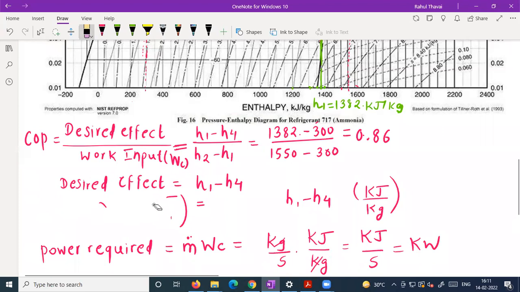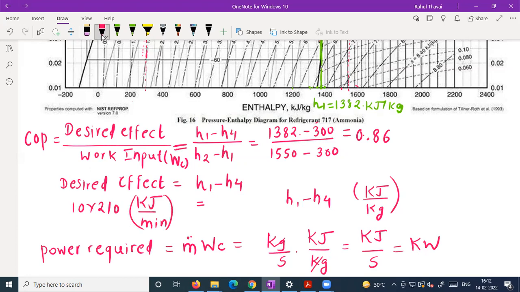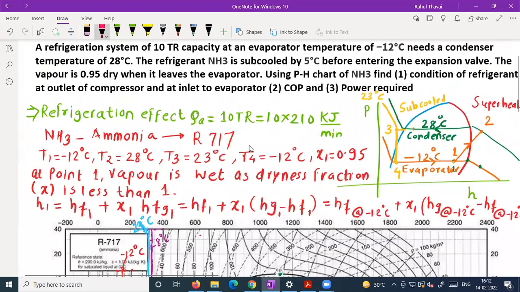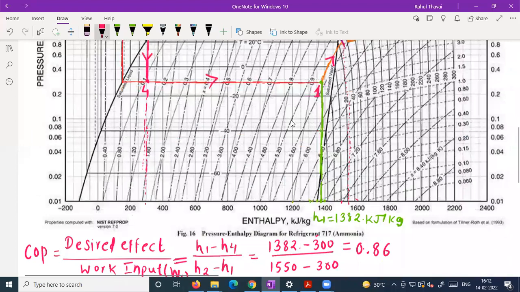Will it be okay or not? Let me know, I will rewrite. See, the desired effect, we already have that as 10 into 210 kilojoule per minute. You can see we have already done that. This 10 TR we converted into kilojoule per minute by multiplying by 210.